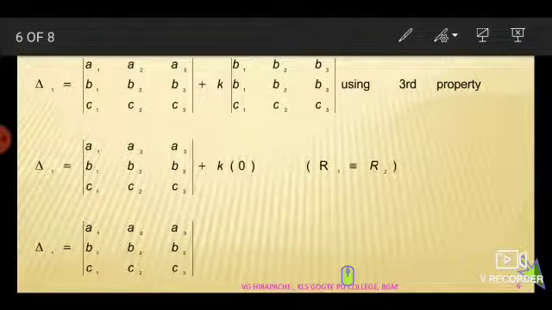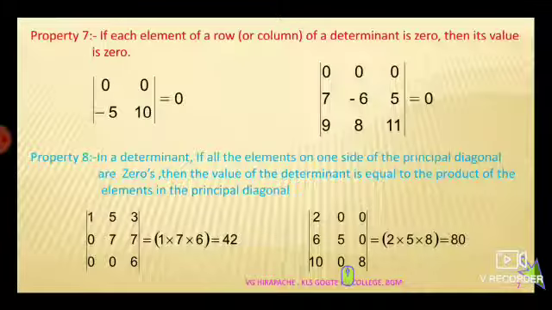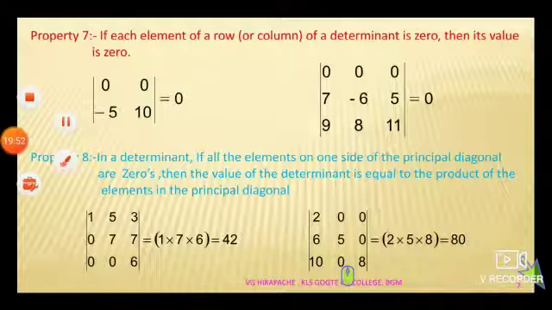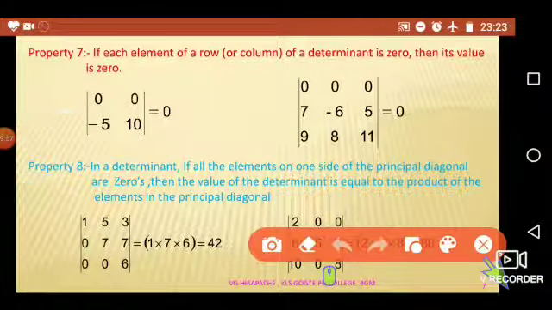Therefore, we can write here another property, property number 7. Properties number 5 and 6 are both important for the examination, and the remaining properties are very important to solve the problems. Now the 7th and 8th properties are very simple. We just go through them so that we can understand the meaning, and also use them to solve the problems.